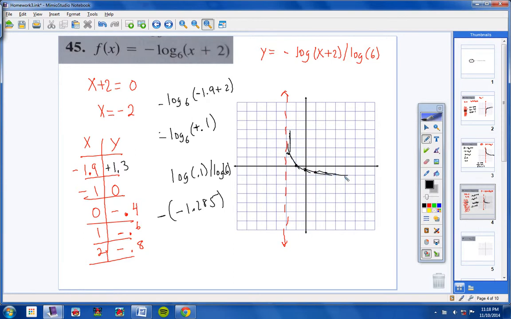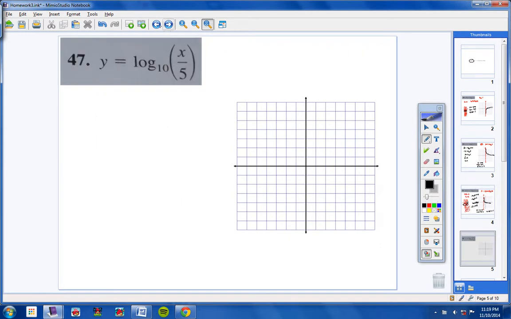Moving on. Real quick, the domain would be x is greater than negative 2. The vertical asymptote would be x equals negative 2. And the x-intercept: negative 1 gave you a 0. So negative 1 is the x-intercept. Moving on to 47.